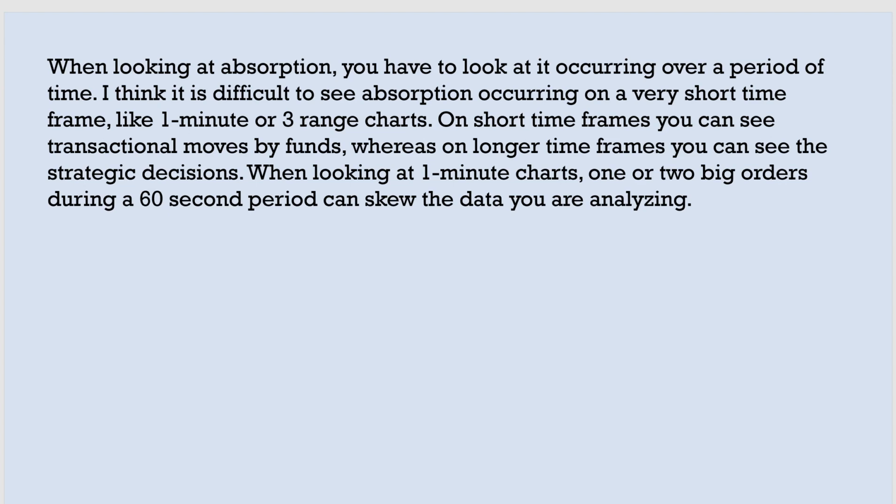On short time frames, you can see transactional moves by funds, whereas on longer time frames, you can see the strategic decisions. So it doesn't mean that you can't see absorption on short-term charts like a 1-minute chart or a 4-range chart, but you've got to put them in context. You've got to use more bars than just one. 1 or 2 big orders during a 60-second period can skew the data that you're trying to analyze. So just keep that in mind, right?